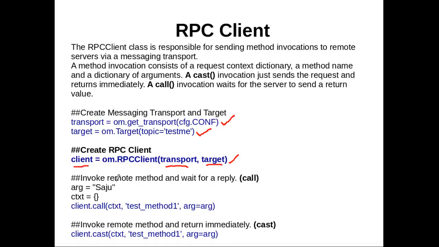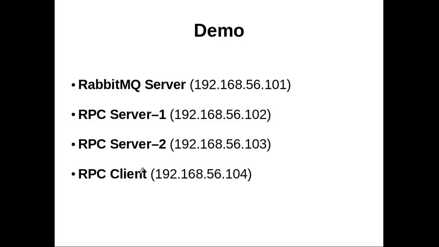Then invoke the remote method. We have two ways of invocation we can use. One is call, the other one is cast. If you use call, it will wait for the reply. If you use cast, it will return immediately. It will not wait for the reply. These two things I will show in the demo.